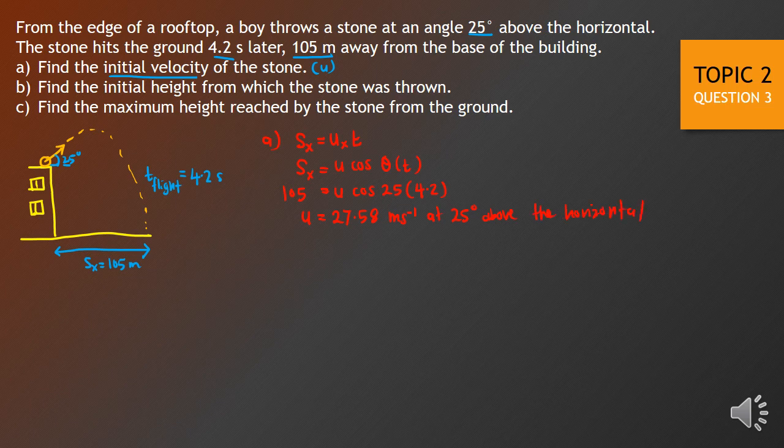Okay, B, find the initial height from which the stone was thrown. Okay, we want to find the initial height. So height is not like displacement. Displacement is a vector quantity, so displacement can have a negative value, but height is a scalar quantity that can only be a positive value.